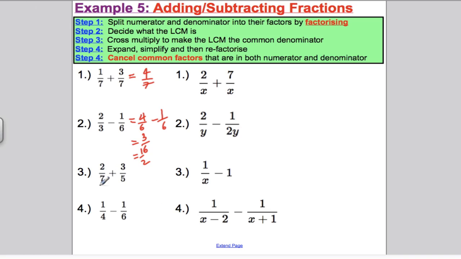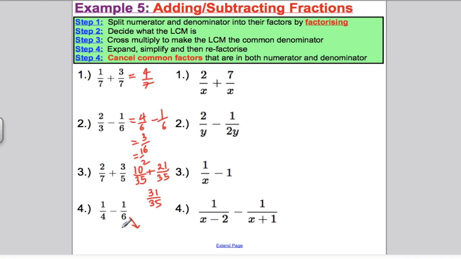Here, well, what's the lowest common multiple of 7 and 5? It's 35. So you make them both out of 35. So this, to make 7 into 35, you multiply by 5. So you multiply that by 5. To make 5 into 35, you multiply by 7. So you would get the answer 31 over 35 for that.